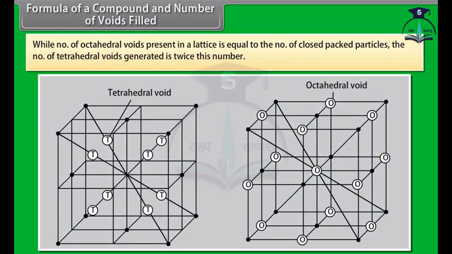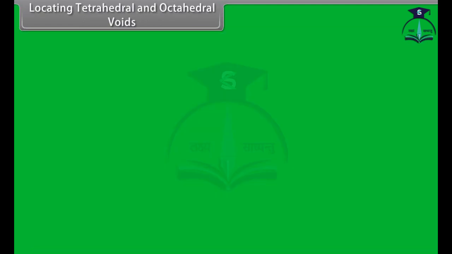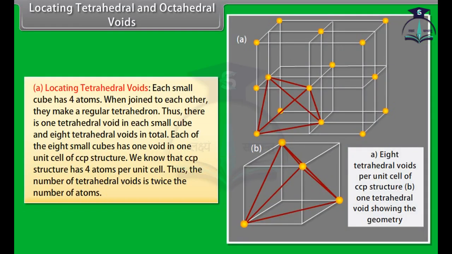While the number of octahedral voids present in a lattice is equal to the number of close-packed particles, the number of tetrahedral voids generated is twice this number. Locating tetrahedral and octahedral voids. Locating tetrahedral voids. Each small cube has 4 atoms. When joined to each other, they make a regular tetrahedron. Thus, there is 1 tetrahedral void in each small cube and 8 tetrahedral voids in total. Each of the 8 small cubes has 1 void in 1 unit cell of CCP structure.